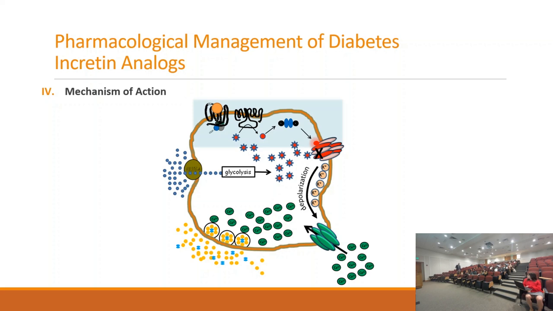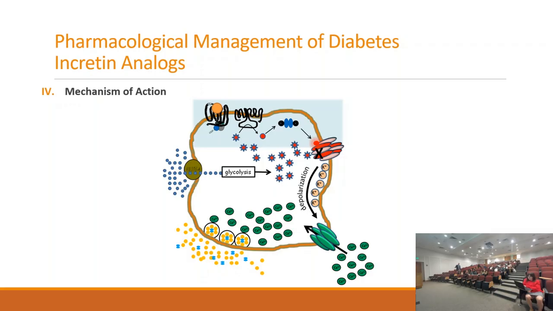Remember, normally, as blood glucose levels increase in the body after a meal, glucose absorption into the pancreatic beta cells increases. We get an increase in glycolysis and an increase in ATP production, and that elevated ATP level will close these ATP-sensitive potassium channels.